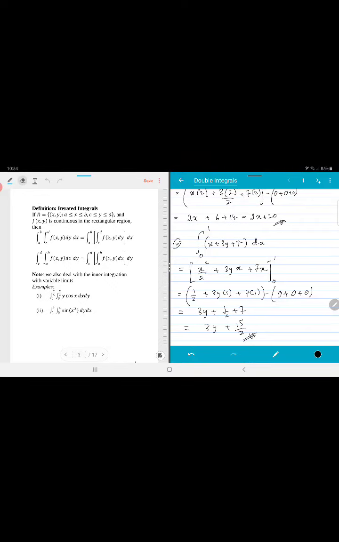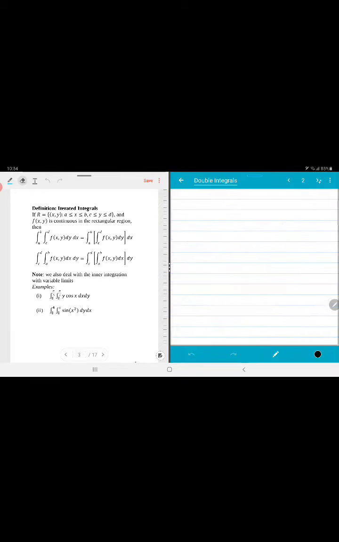So remember, for iterated integrals, you start from the inside out. So in this case, integrate with respect to y first and then x. The second one, integrate with respect to x and then y. Note, we also deal with inner integration with variable limits. So sometimes you also have variables in your limits. We'll talk about that in much more detail, but here I'm just going to show you how to evaluate iterated integrals when all the limits are given.